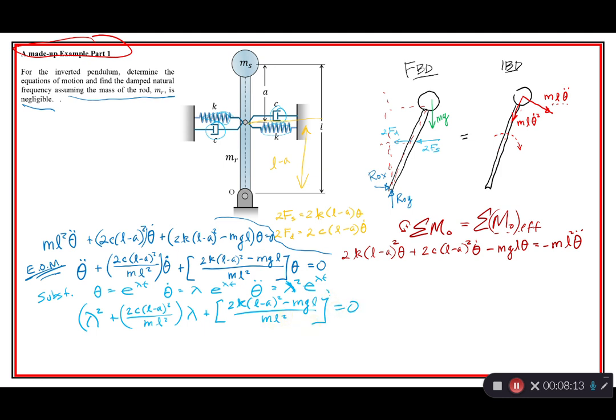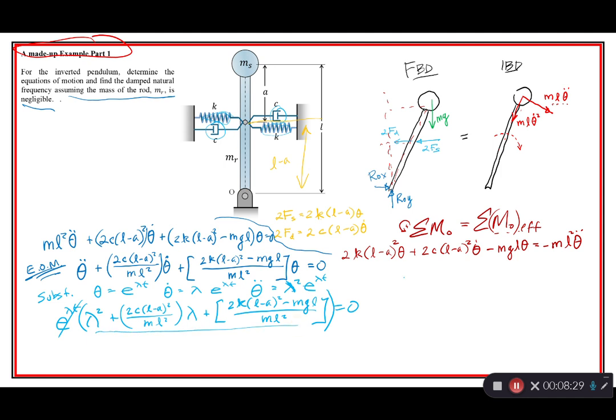And then, in fact, what I should have done is also put e to the lambda t out there, but we don't care about that, right? Because if that equals 0, then it wouldn't work. So only this right here equals 0.